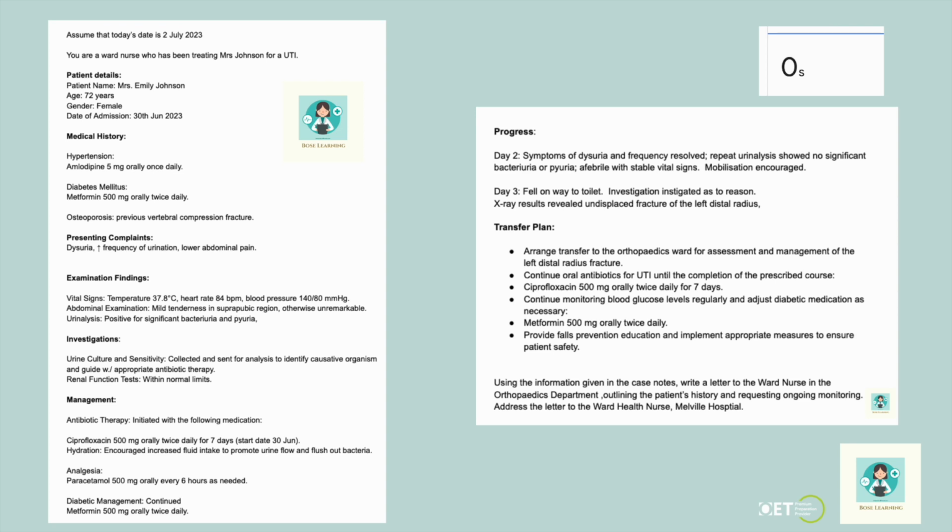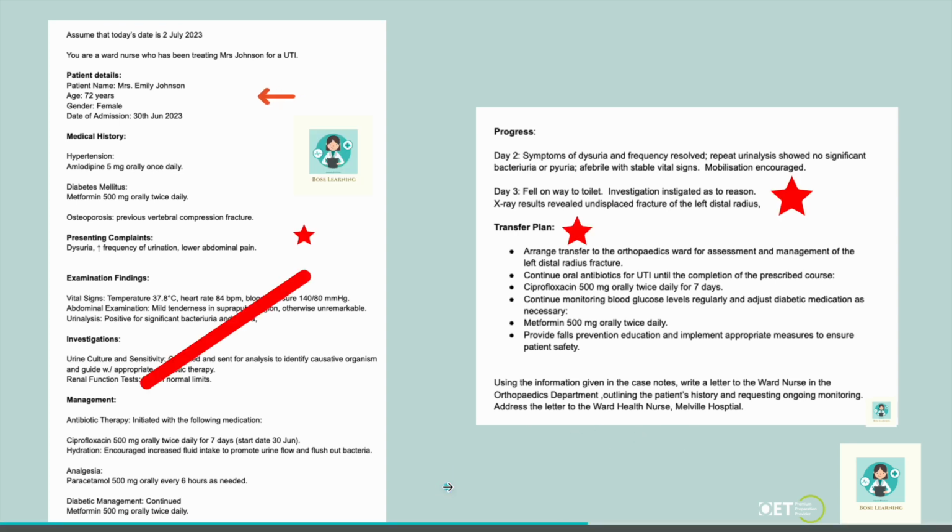Okay, how did you do? So after the 5 minutes, of course, we then look at selecting information that we think is necessary. And that's what we're going to take a look at now. So, first of all, of course, we need to establish who the patient is, Mrs. Emily Johnson, who's 72. We look at the presenting complaint, which was a urine infection.